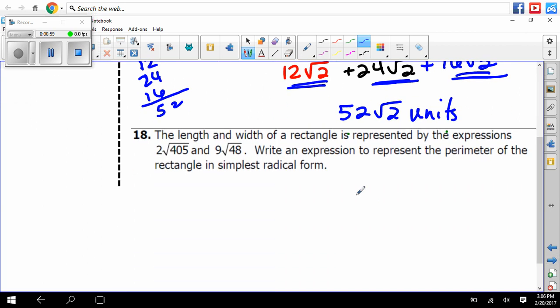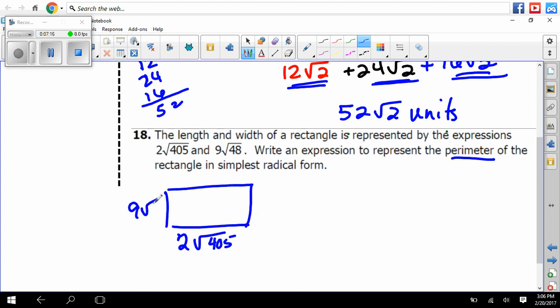Then, here I'm asking you to represent the perimeter of the rectangle in simplest radical form. Length and width represented by these. So basically, if I were to draw this and say it's length and width, 2 radical 405, and this is 9 radical 48. Well, great. Perimeter would be another one of these would be the same. So 2 of the 2 radical 405 plus, and I want 2 of these as well, right? So 2 times both of them, so 9 radical 48.